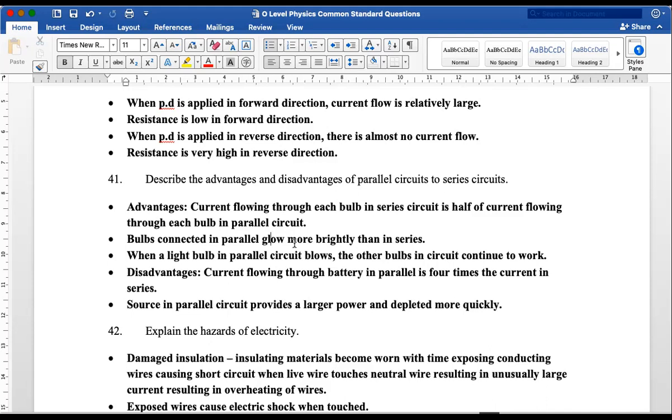That is the disadvantage, which results in this: the source in a parallel circuit will provide a larger output and therefore be depleted more quickly.